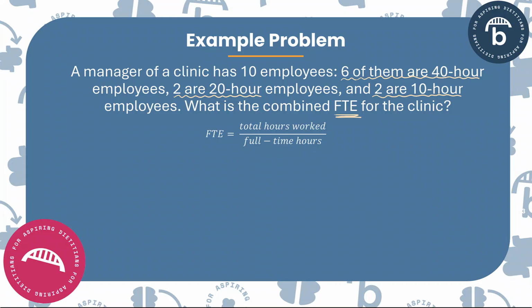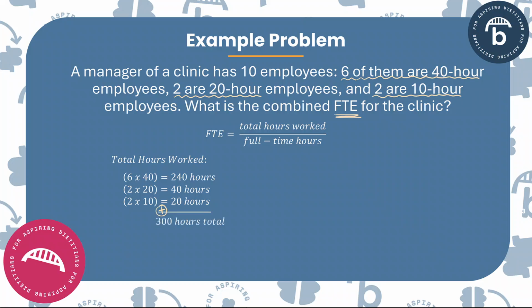Well, we're solving for FTE, so we need to use the FTE equation here. And in order to use the FTE equation, we need to know how many total hours are worked. That's our numerator. And we'll have to add up the hours of each group of employees in a week. We have 6 employees working 40 hours a week, 2 employees working 20 hours a week, and another 2 employees working 10 hours a week. If we add this up, we'll find the total hours worked, which comes out to be 300 total hours.